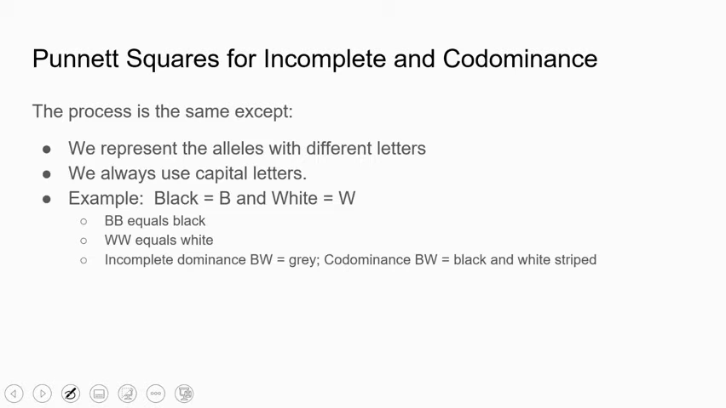All right, so my example here, I have the black allele represented with a capital B and the white allele represented with a capital W. So if you have an organism that is BB, that would be black. If you have an organism that is WW, that would be white. And if you have a heterozygous organism that was BW, for incomplete dominance, it would be gray. For codominance, it would be black and white striped or spotted. Again, write down the information on this slide.